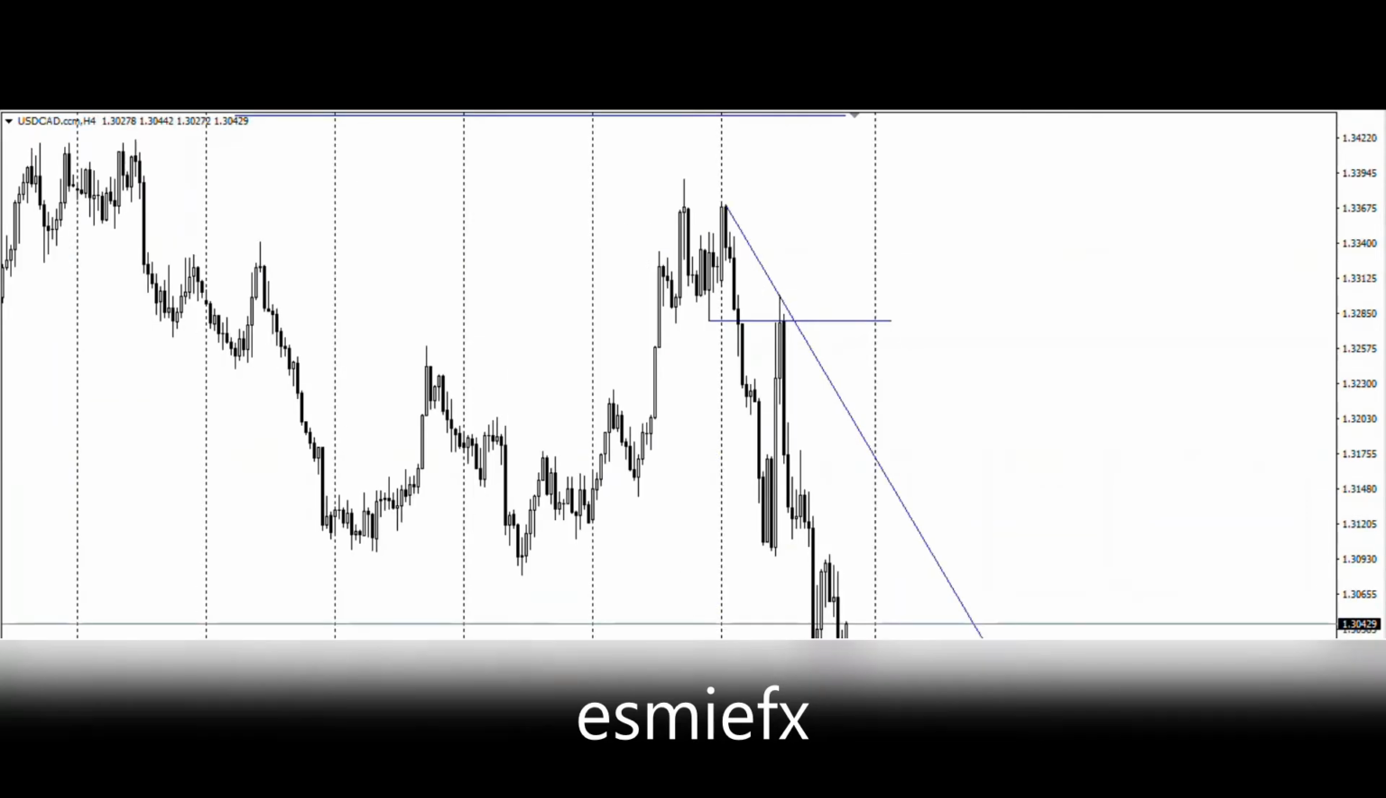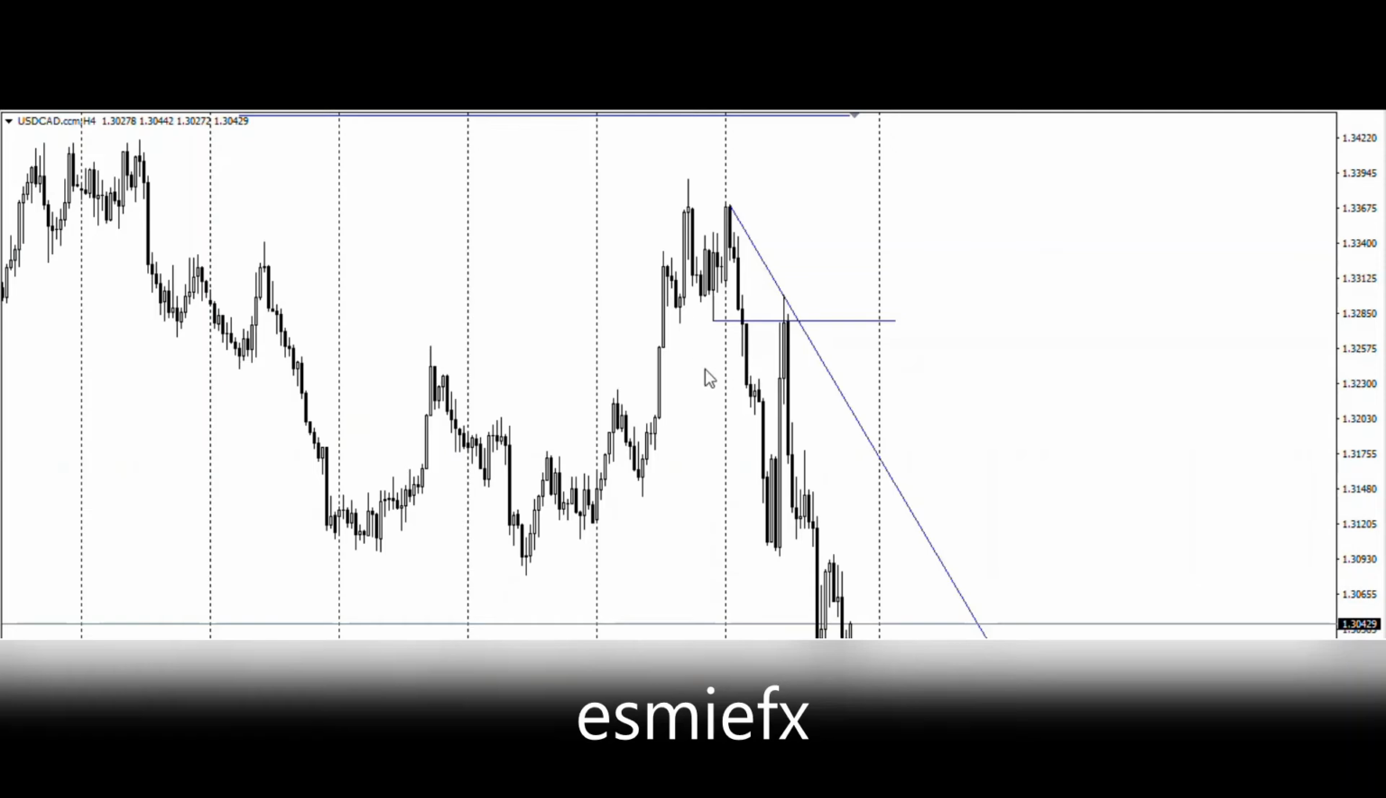And that's it for this particular pair. This is UCAD 4 hour. As you can see, this is the trend line that I've drawn, and there's a sharp move here as well. This is a very sharp move. So I'll wait for price action to break, and then any retracement. This is very sharp. So if it breaks this high, that also looks nice. And then a pullback.